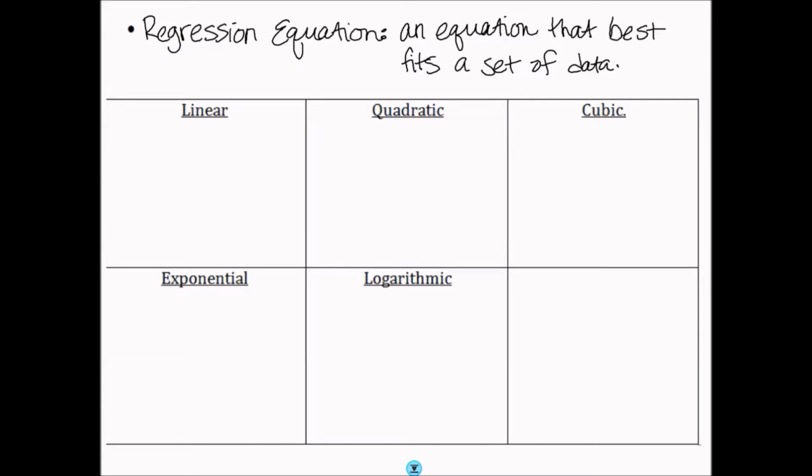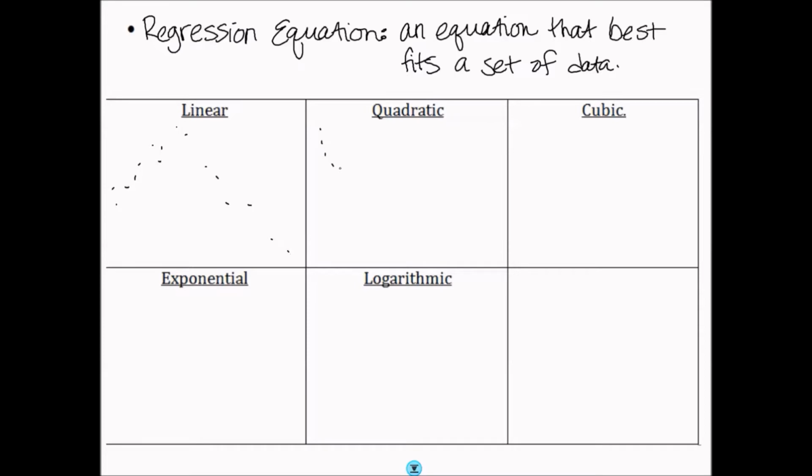So if you have a somewhat or mostly linear looking scatter plot, such as that or that, it could have a positive slope or a negative slope, those would both be linear regression situations. Very rarely will a set of data perfectly fit into any one of these, but there will be one type that works better than another.